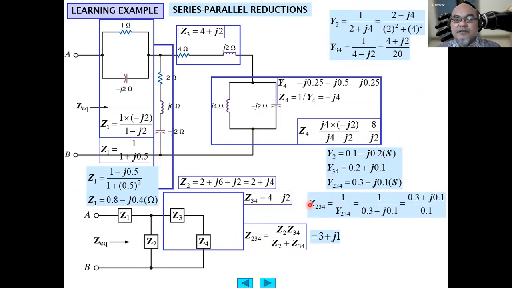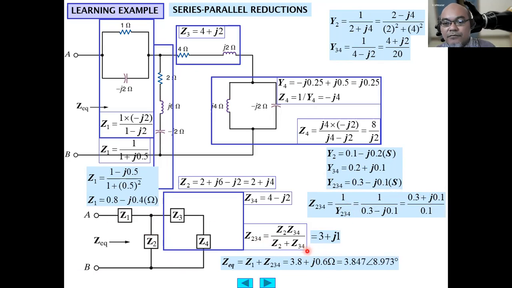And so this is Z234, the inversion of Y234, like this. And finally, the equivalent impedance will be equal to Z1 plus this Z234. So 0.8 plus 3 becomes 3.8 plus this one J1 minus 0.4 plus J0.6. This is in complex format.